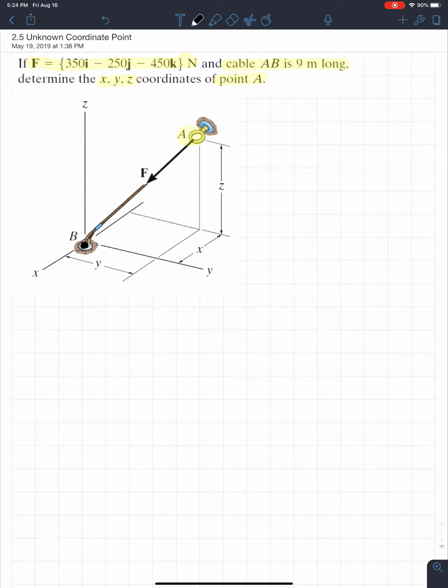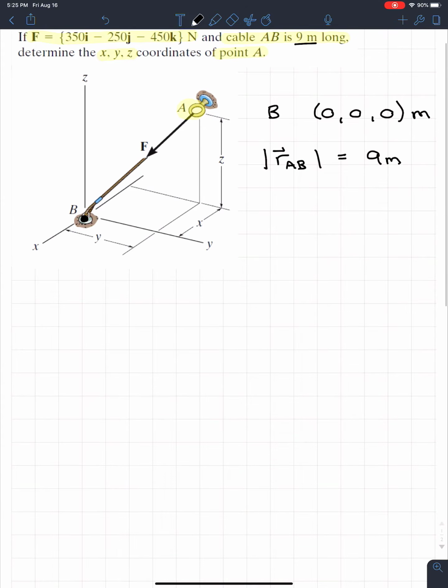So looking at this, we already said that B is at the origin. So the coordinate points of B are going to be 0, 0, 0. And it says cable AB is 9 meters long, so our units for this question are going to be in meters. All right, so what else do we know? Well, it says the length of cable AB is 9 meters. So as I was saying in the previous example, when it says that the length of something is 9 meters, that means the magnitude of the position vector AB. So the magnitude of position vector AB is equal to 9 meters, and that's going to be important later.